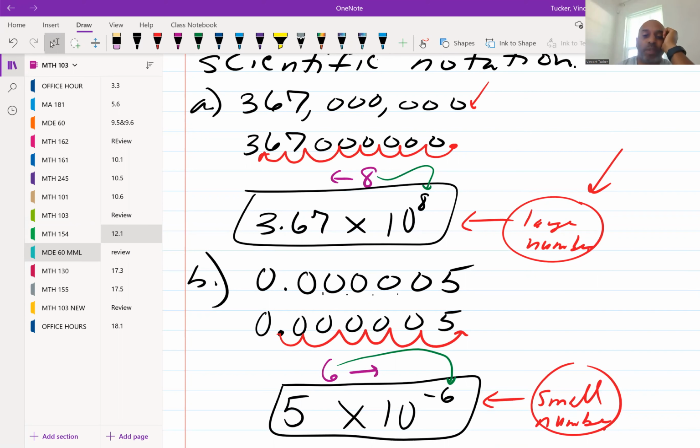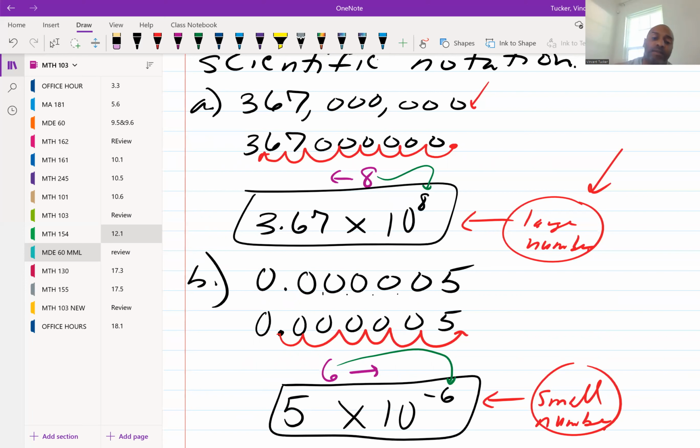All right, so here we have 0.000005. Once again, to write in scientific notation, we need to locate the decimal. This time we see it right here. And we need to move it to a place that's going to create a number that's in between 1 and 10. So if we move it 6 times to the right, that will place it behind the 5, which will create a number that's in between 1 and 10.